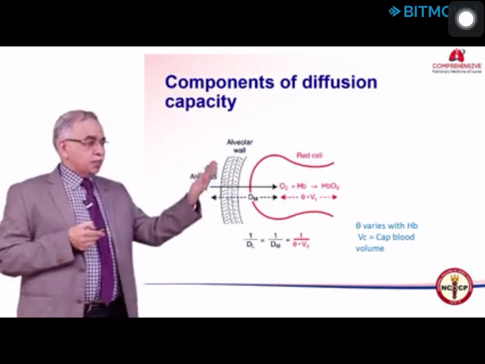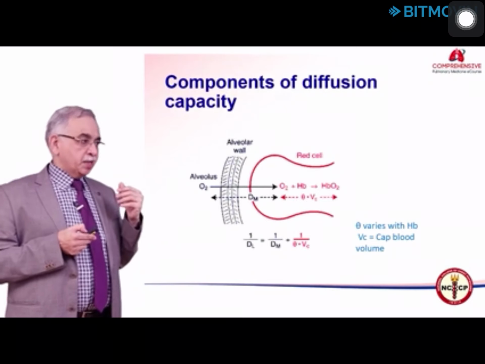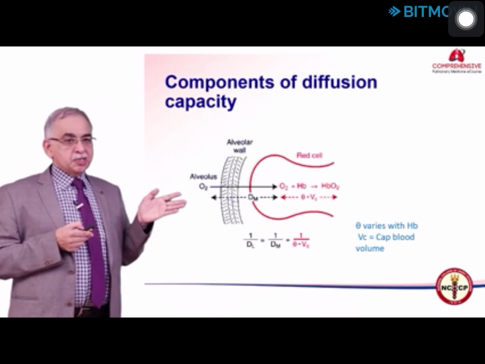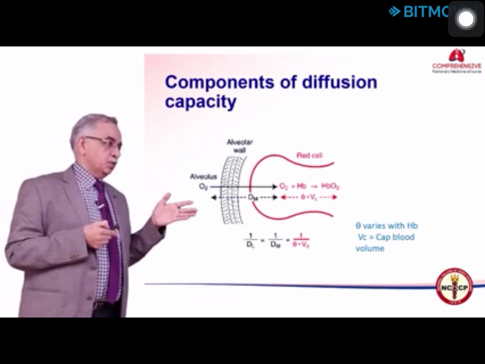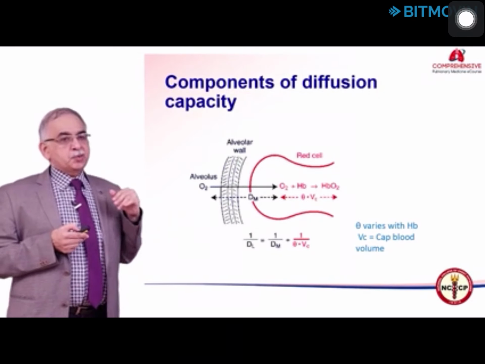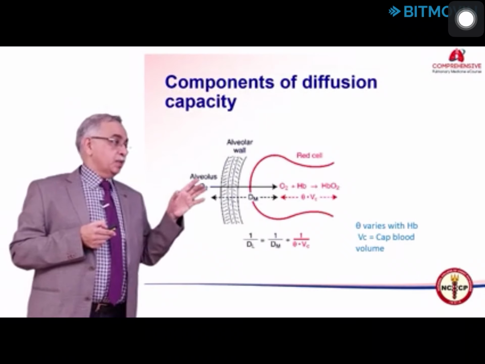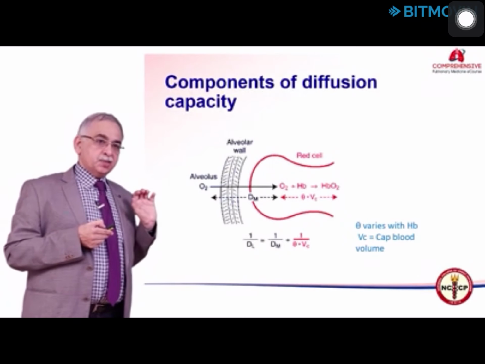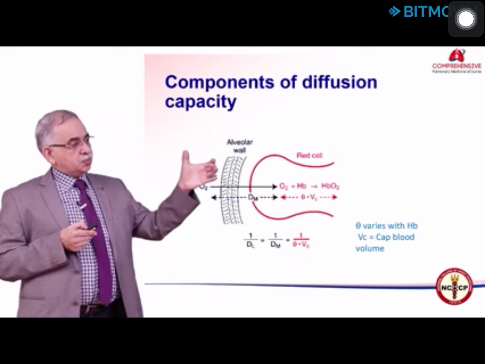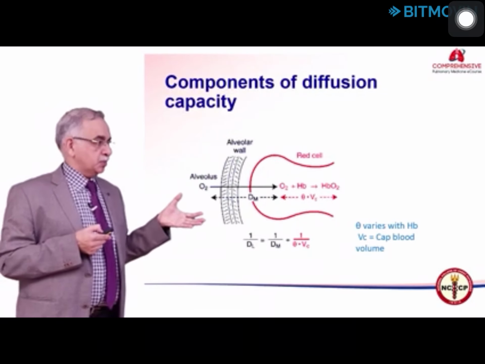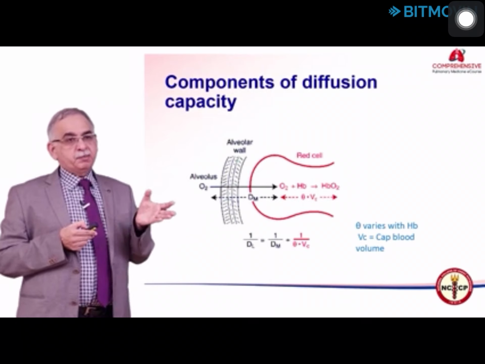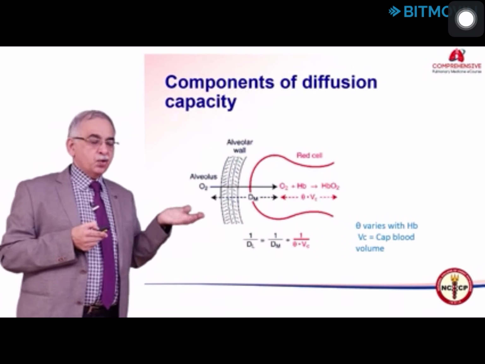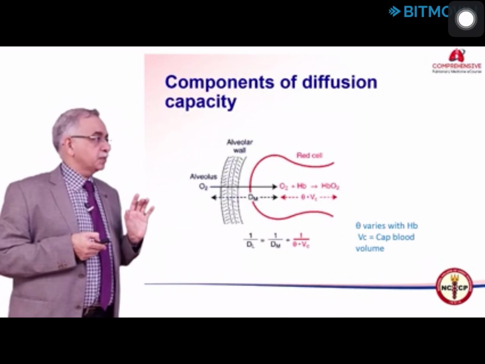And this is applied in understanding, when the diffusion capacity is abnormal, increased or decreased, what the likely pathologies are. And from this equation, we can make out that changes in the physical characteristics of the membrane, which means the size, thickness, or any disease therein, or changes in blood volumes, or changes in the rate of binding, all these will affect diffusion capacity.